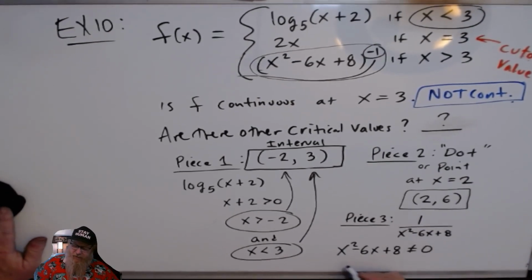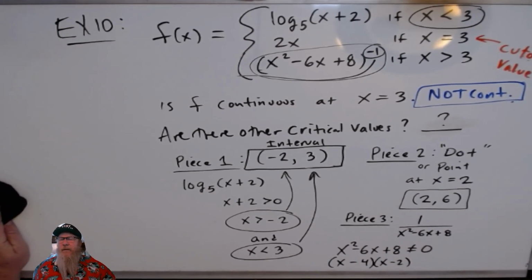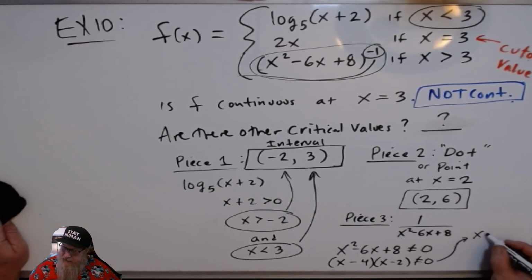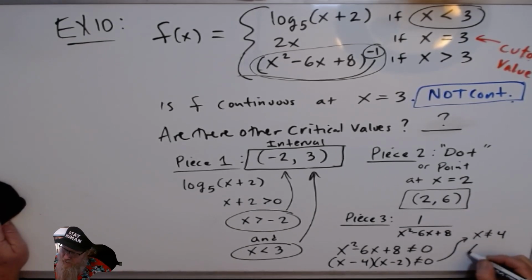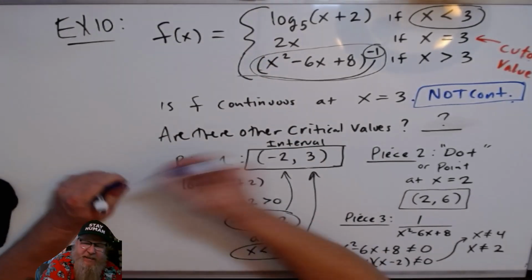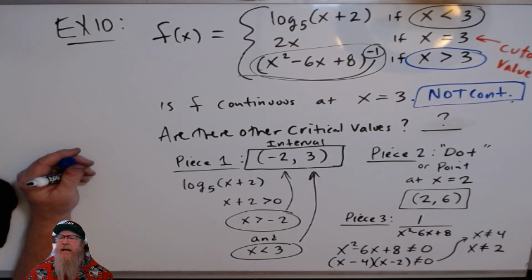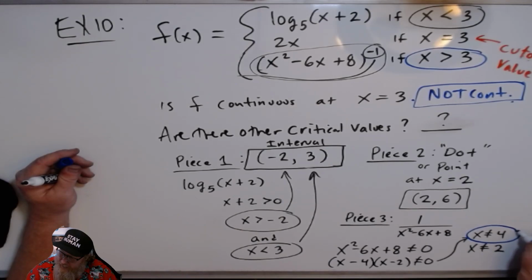I'm really running low on space here. So that's going to be x minus 4, x minus 2. We've done several of these this morning, so let's just jump right to the answer. X is not 4. X is not 2. But keep in mind you're in piece number 3, which is x is greater than 3. So only this point is critical.